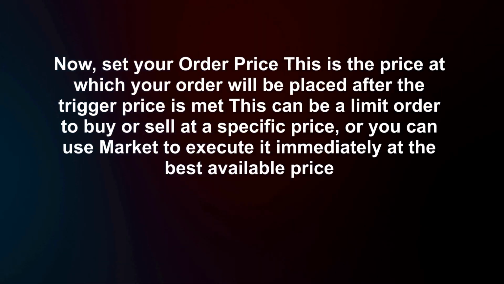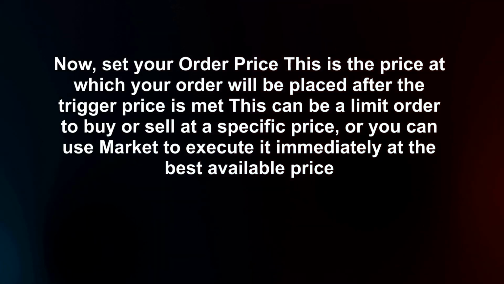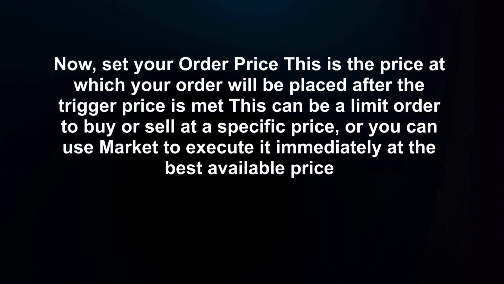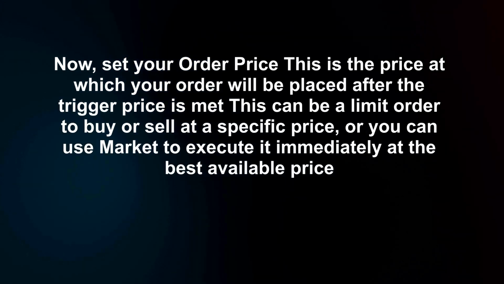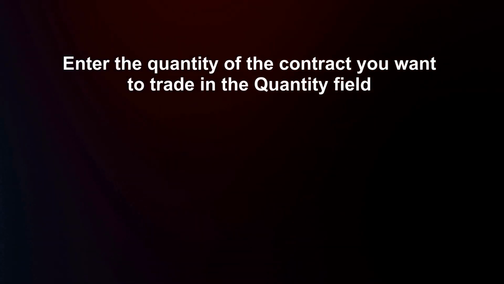Now, set your order price. This is the price at which your order will be placed after the trigger price is met. This can be a limit order to buy or sell at a specific price, or you can use market to execute it immediately at the best available price. Enter the quantity of the contract you want to trade in the quantity field.